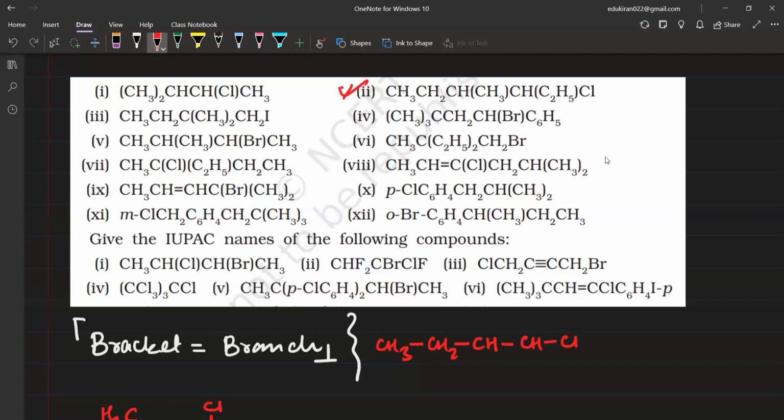Cl. Now, where should I add? 1, 2, 3, 4 carbon atoms are there. So where should I attach the CH3? In which carbon? The third or the fourth? Third one, right? So you're going to attach CH3 like this. And what about this C2H5? Where should I attach the C2H5? The fourth one. C2H5 is nothing but CH2, CH3.